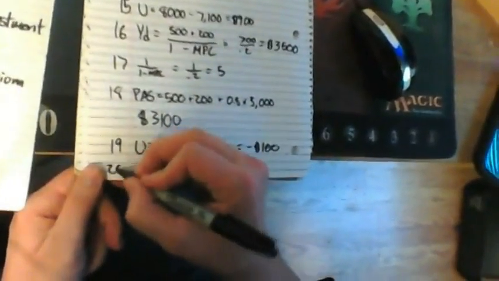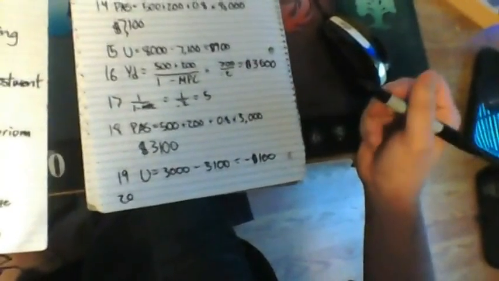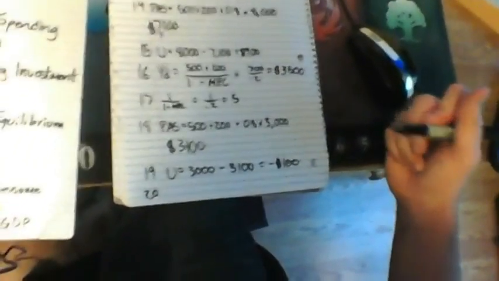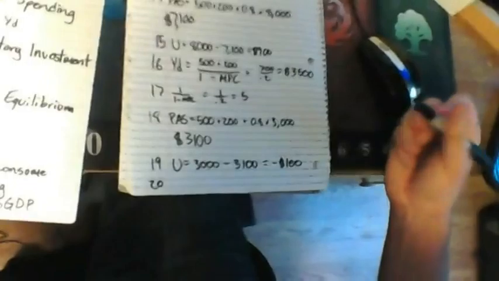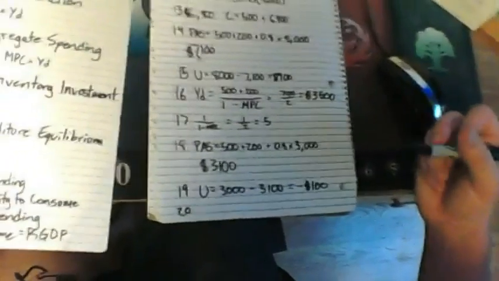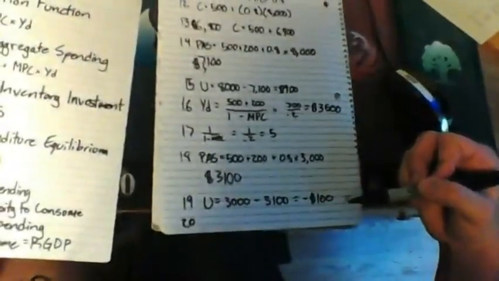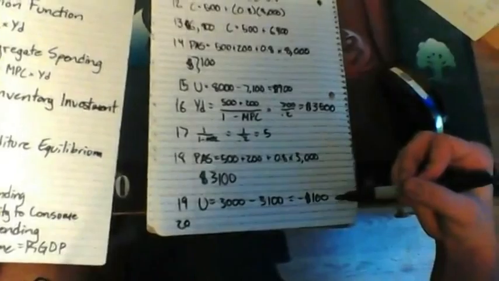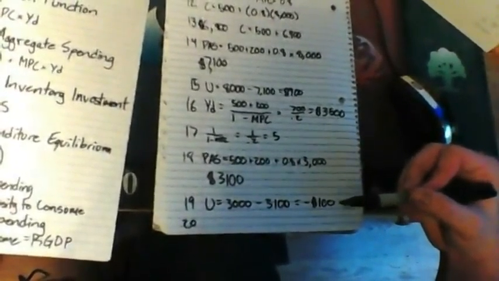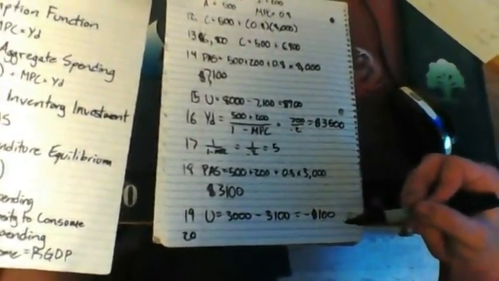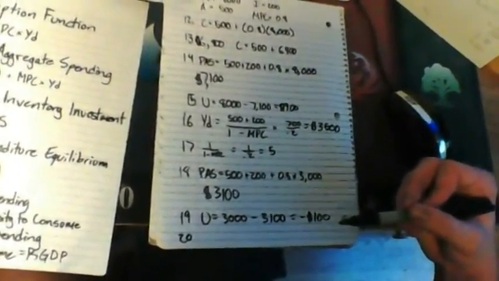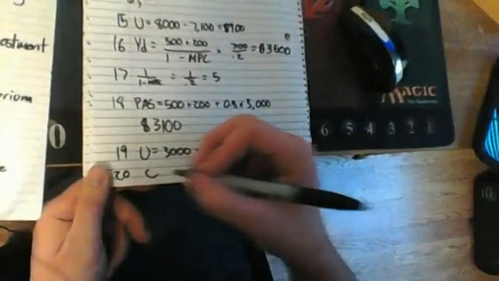Finally, 20 asks, given this situation, firms will tend to either A, raise prices, B, fire people, C, increase output, or D, decrease output. Well, since there's like $100 extra that's being consumed that's not being produced, they're going to increase their production to meet that demand. So our answer is going to be C, increase output.